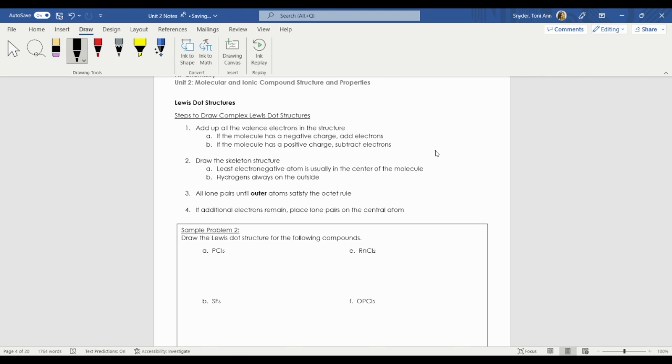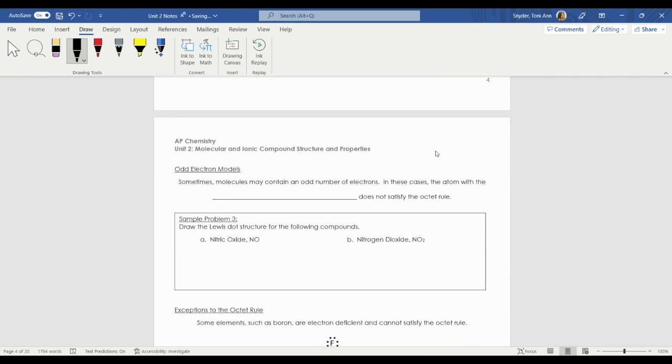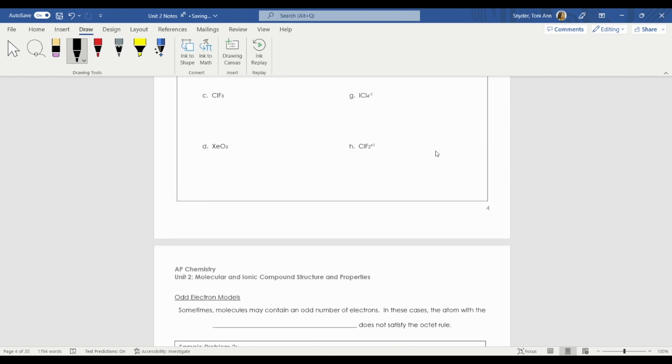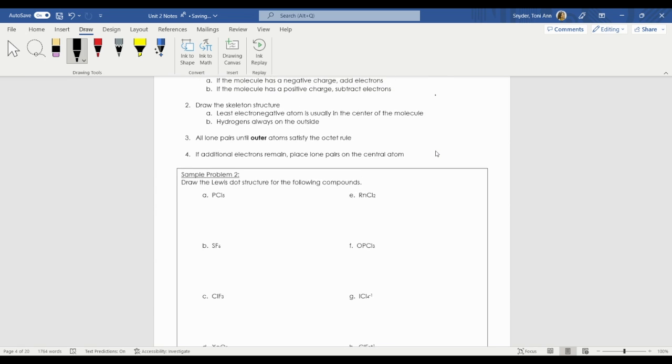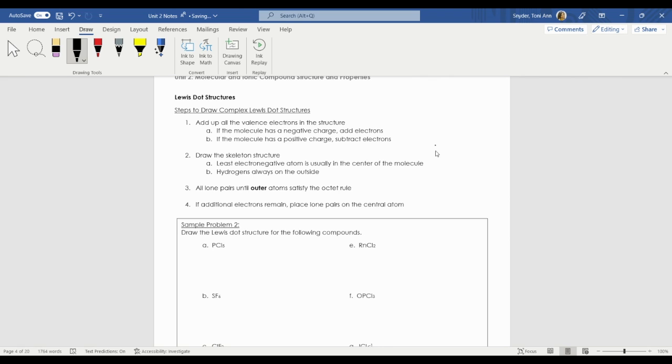So we're just going to go through about 1.5 pages today. We're going to do these few examples and we'll talk about odd electron models. But let's get to it. Let's draw some Lewis dot structures for slightly more complex structures. Let's do the first example here, so A, and we'll work through the steps together. Draw the Lewis dot structure for the following compounds.